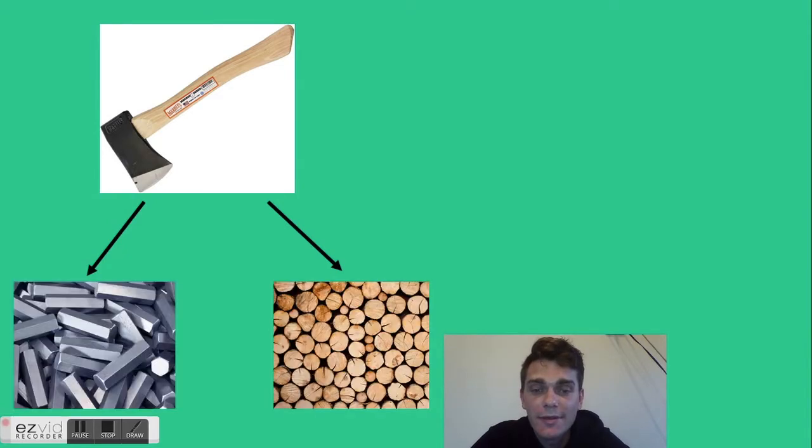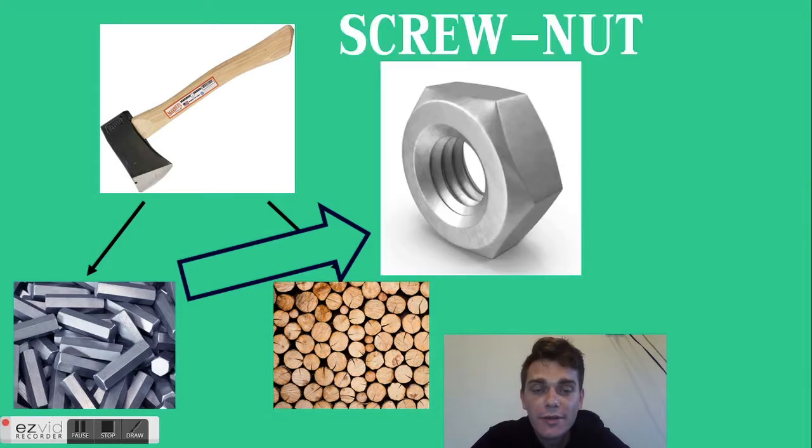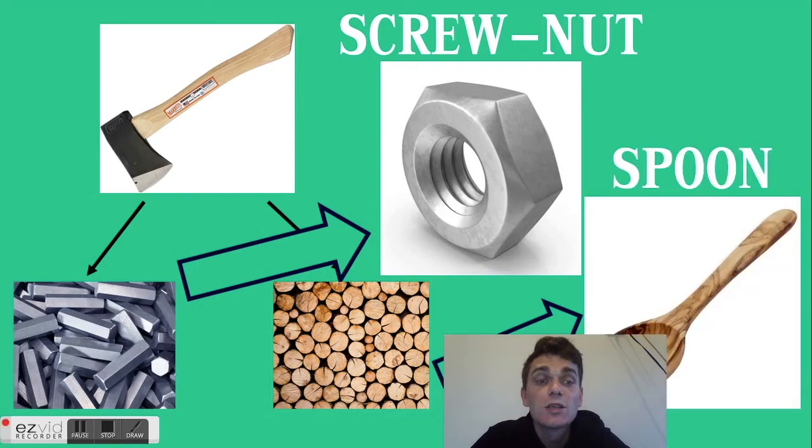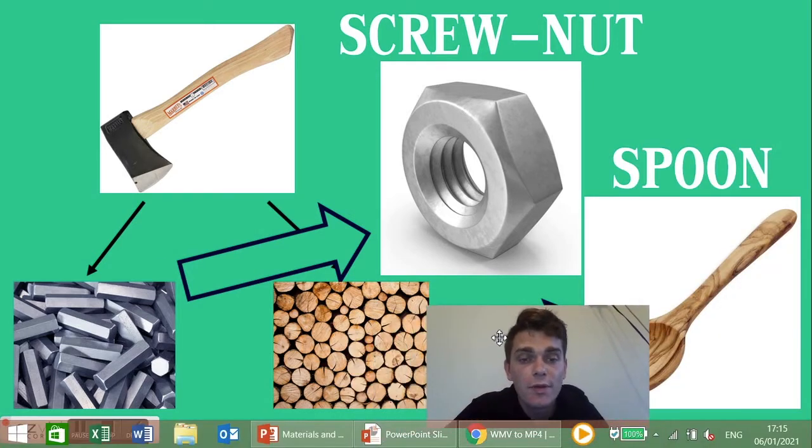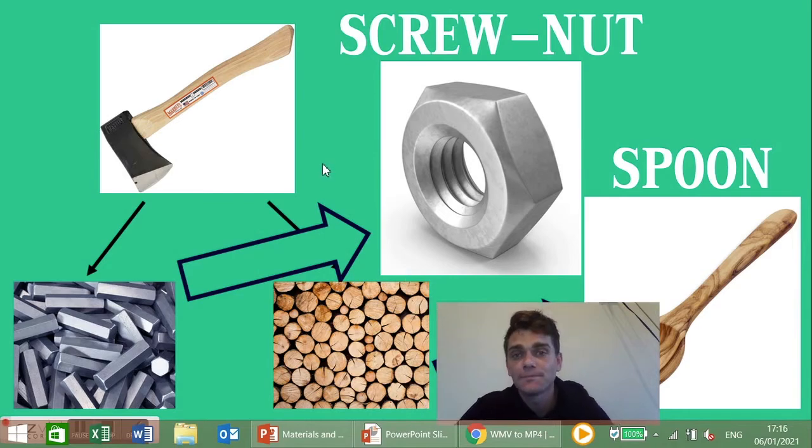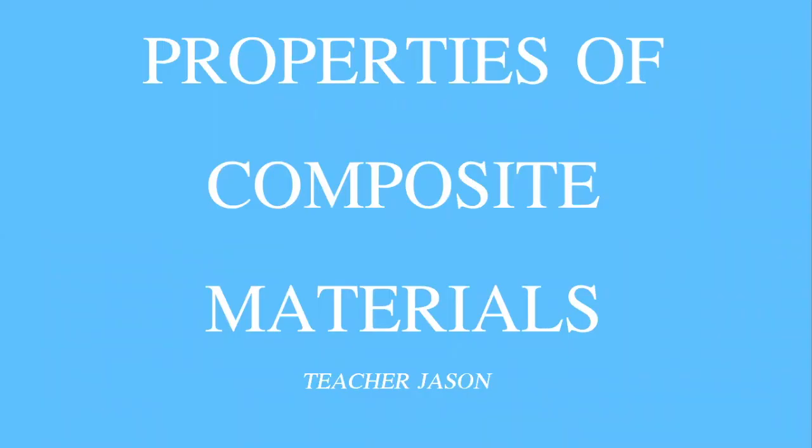Made of. From iron we can make a new object. Screw nut. Repeat after me. Screw nut. Alright? And from wood we can make a wooden spoon. Alright? Wooden spoon. Okay. Alright, now let's review our previous lesson.